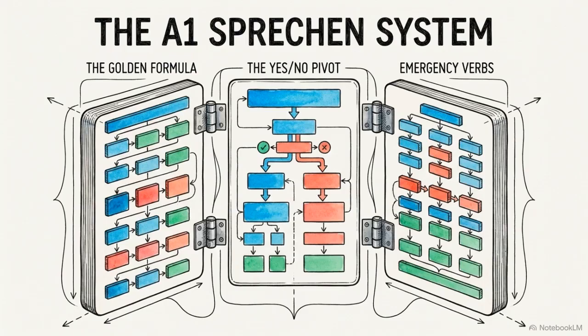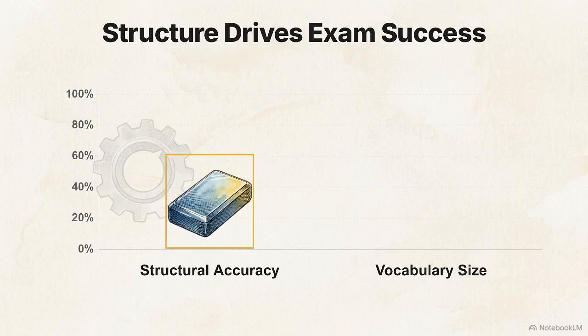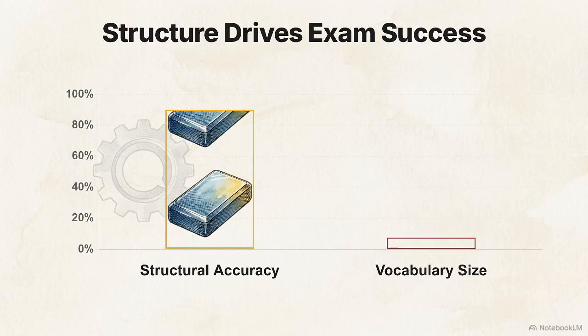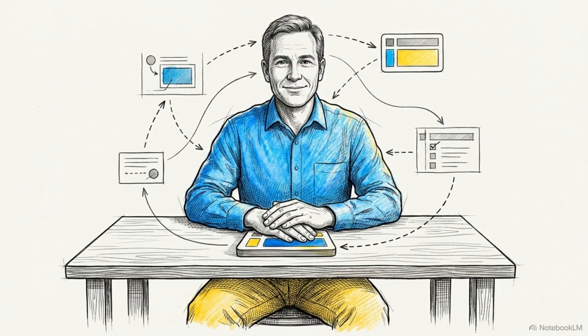It aligns the golden formula, the verb first pivot, and the high utility verbs into a single reference point for your final review. The A1 exam tests your basic structural competence, not the size of your vocabulary. Stick to the formulas, keep your sentences short, and rely on the system.